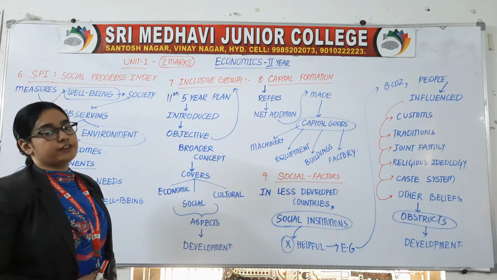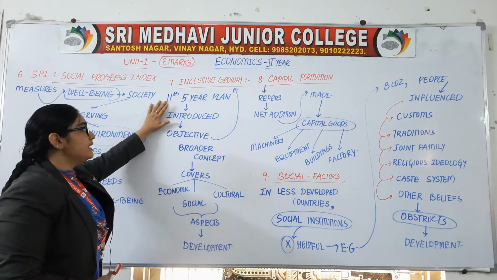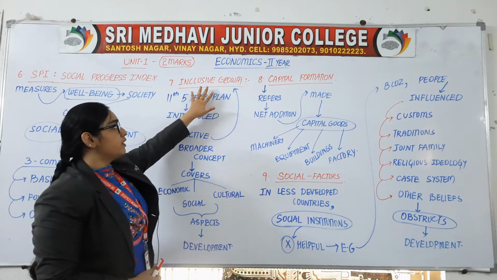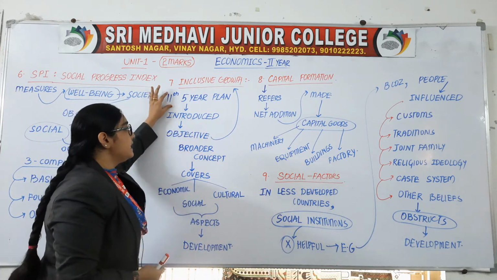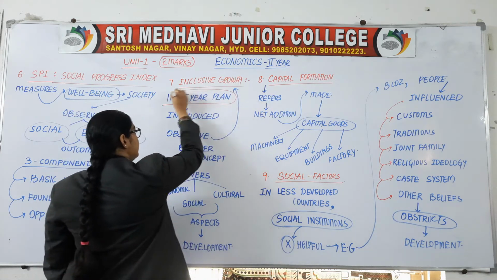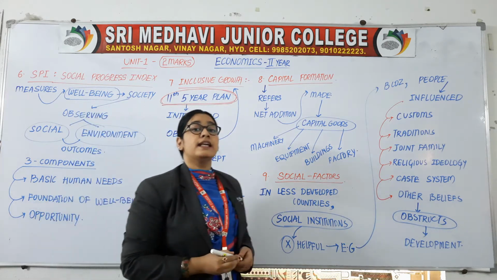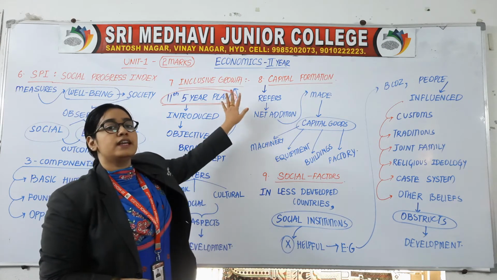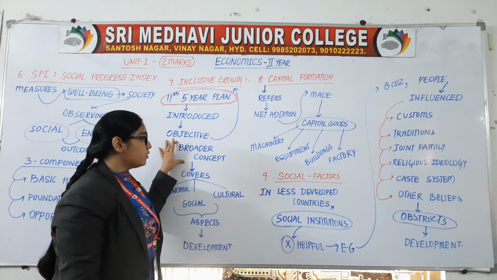This is the 7th definition. Inclusive growth. The 11th 5-year plan have introduced the objective of inclusive growth. So when this concept was introduced, the 11th 5-year plan, focus here. Which plan? 11th 5-year plan. The 11th 5-year plan have introduced the objective of inclusive growth. Till here it's done.